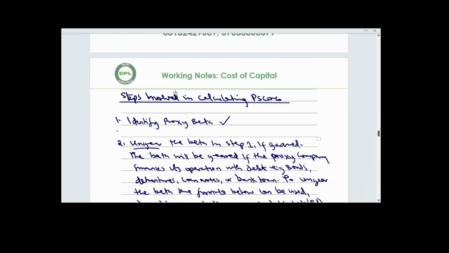If you want to put it in acronyms, the acronyms will be: proxy beta, ungear, regear, cap it, then you WACC it. So those are the 5. Identify proxy beta, ungear the beta, regear the beta, calculate capital asset pricing model, then you calculate WACC. So that's it.